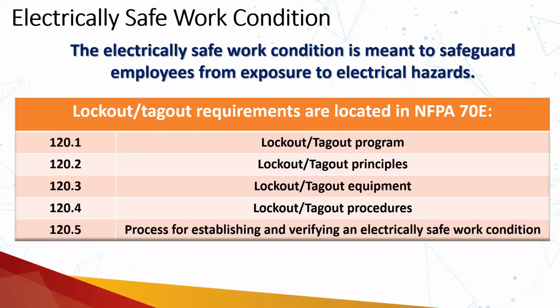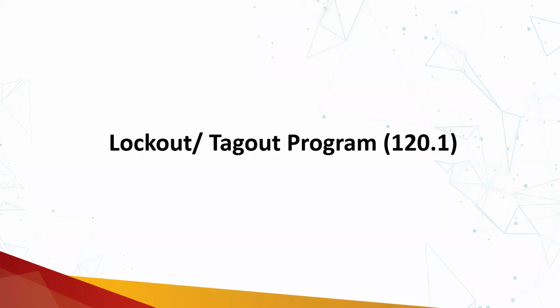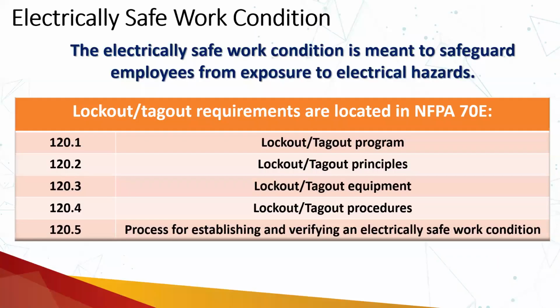Article 120 is split into five further areas. 120.1 talks about the lockout and tagout program in general. 120.2 lockout and tagout principles. 120.3 lockout and tagout equipment. 120.4 lockout and tagout procedures, and 120.5 the process for establishing and verifying an electrically safe work condition. So these are further subparts of article 120.